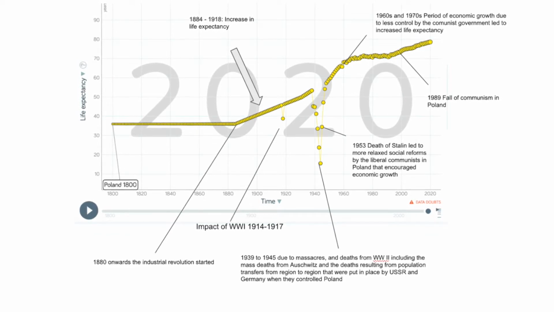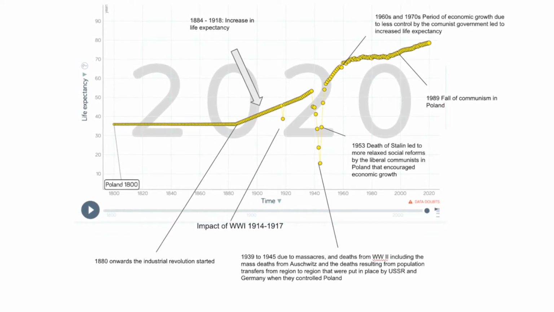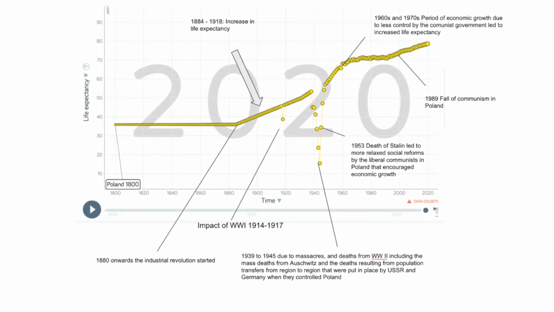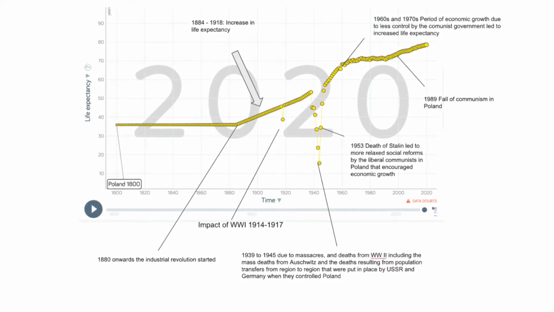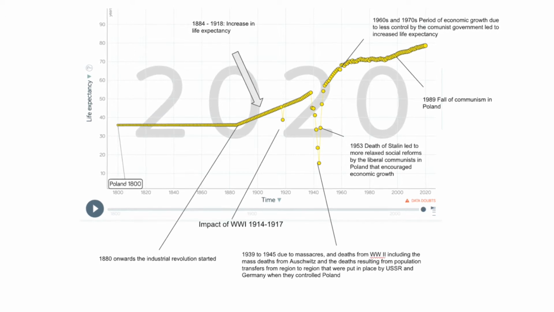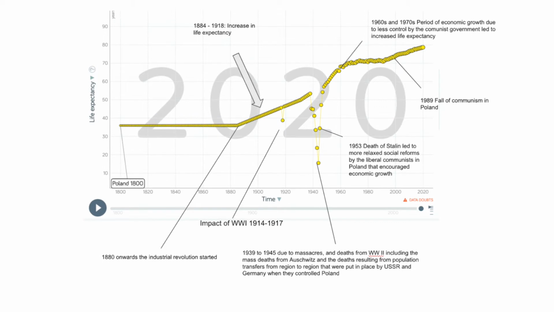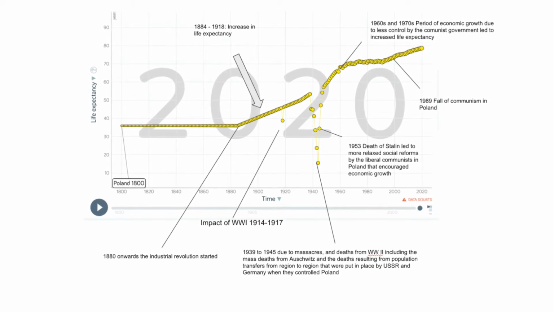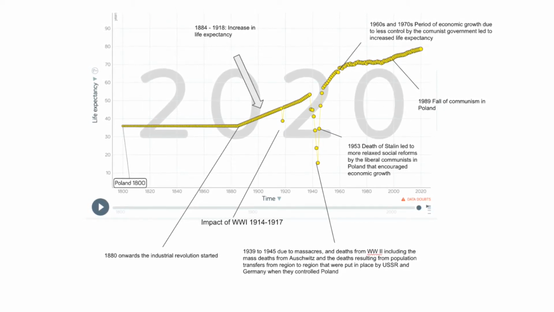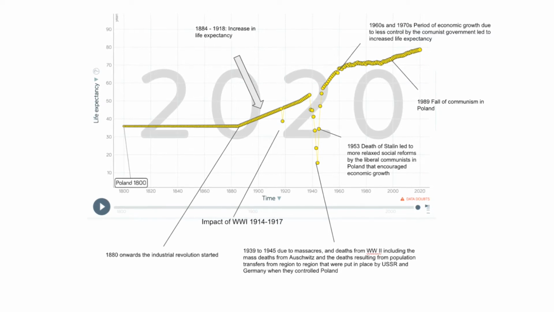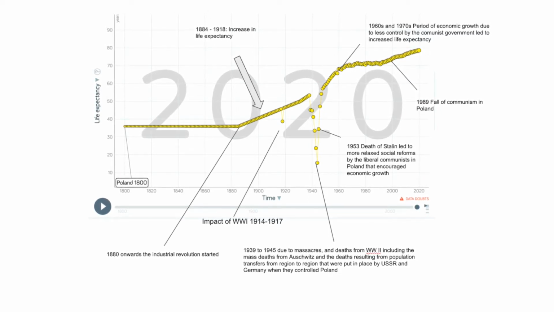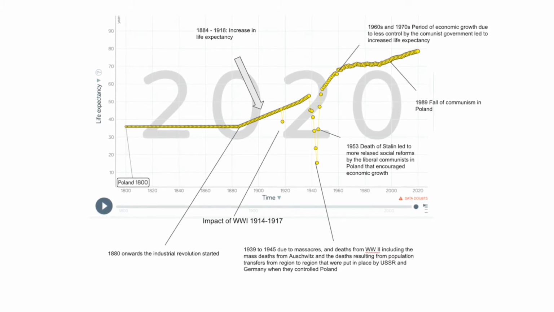After that, there was a notable increase, especially in 1953, when the death of Stalin led to more relaxed social reforms by the liberal communists in Poland that encouraged economic growth. This continued through the 1960s and 1970s, increasing until the 1980s, where it remained stable. It increased again in 1989 after the fall of the communists.